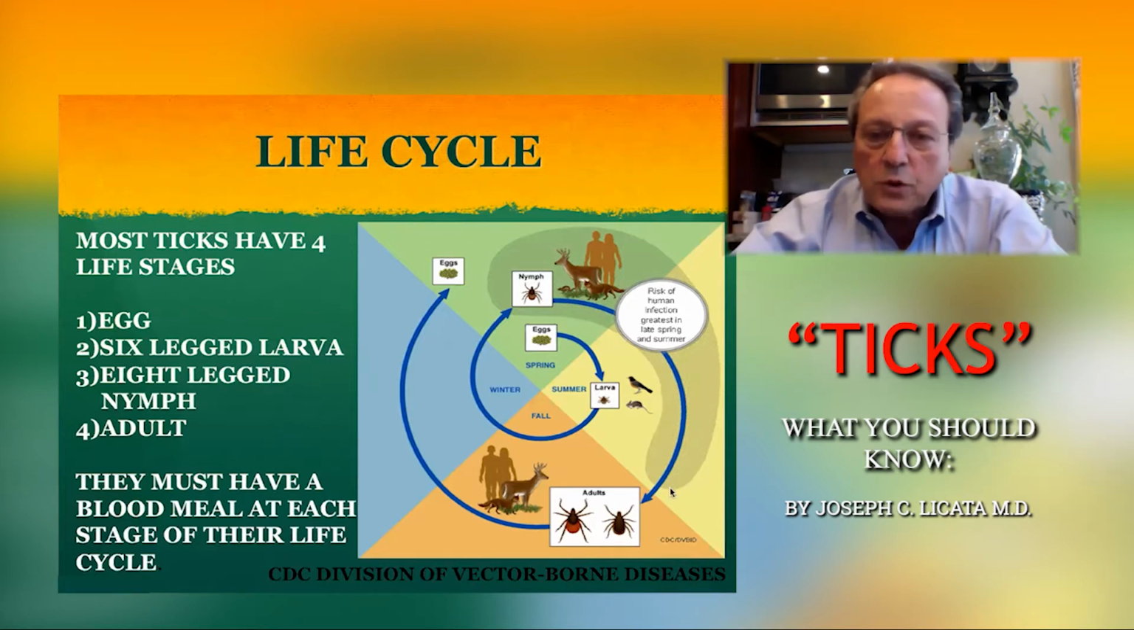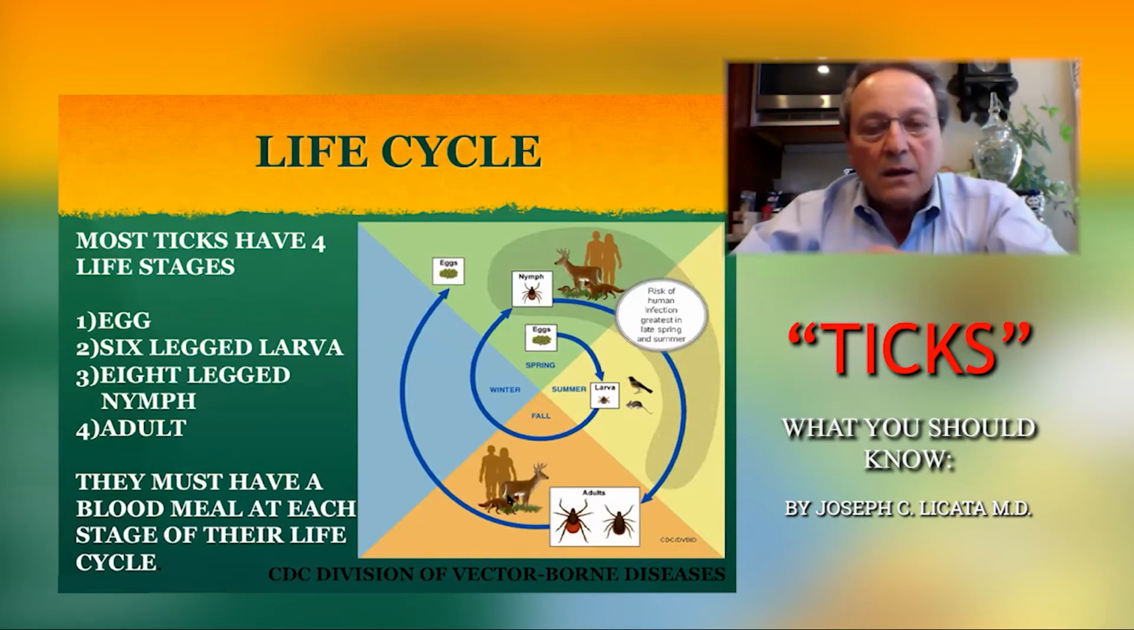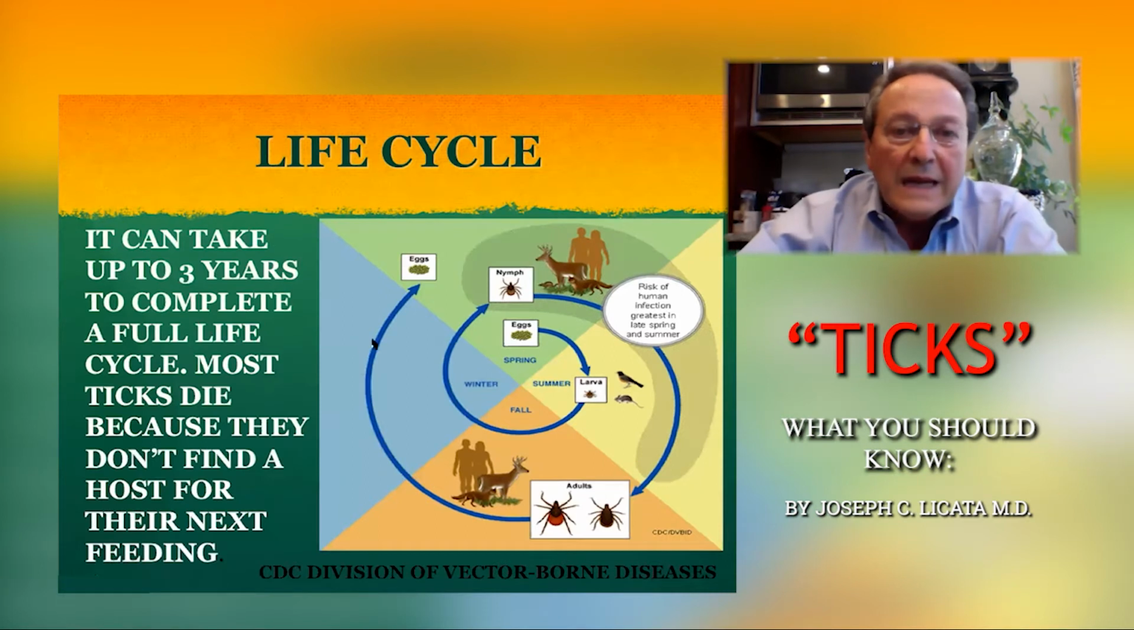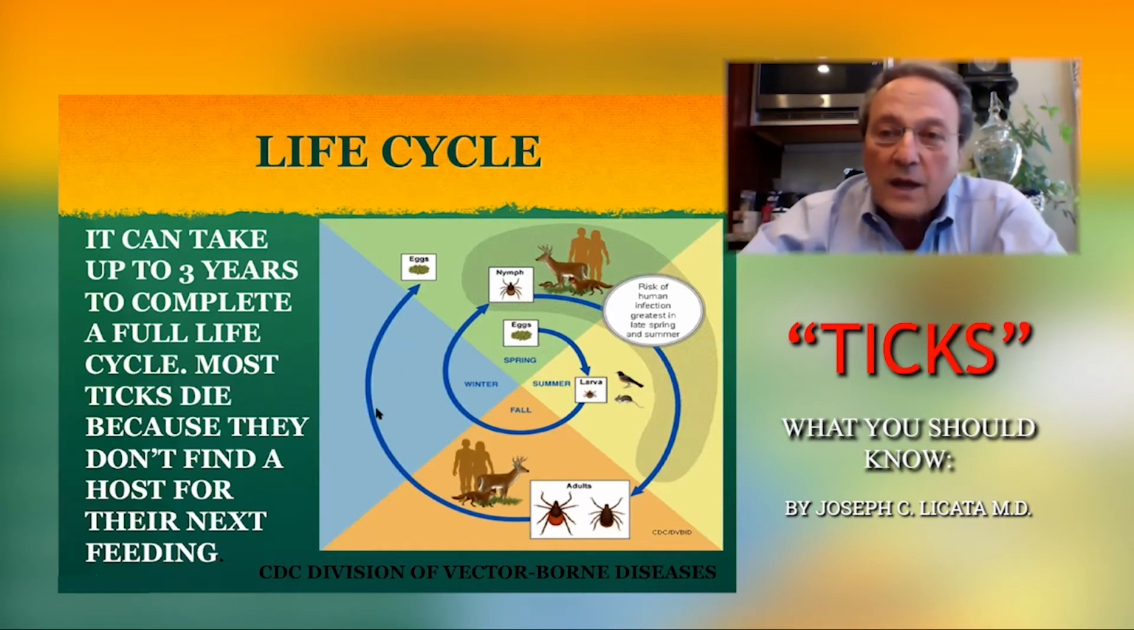They then molt once again to an adult, and then they go and feed on usually a deer, and the female not only feeds, but actually mates, and then falls off and lays its eggs, and the cycle starts over again. It can take up to 3 years for a full life cycle. Most ticks actually die before they find a host for their next feeding, so they have a pretty hard life.